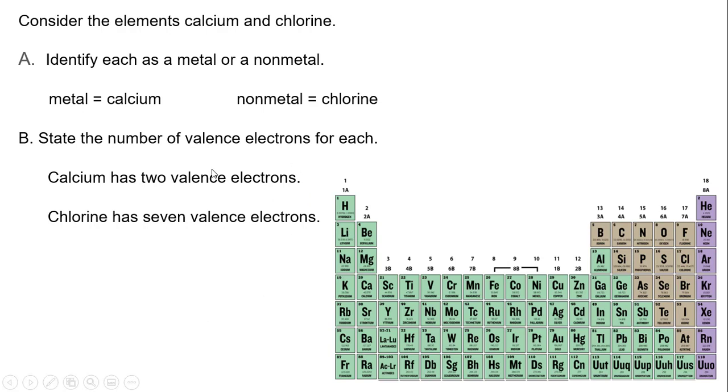Second one, state the number of valence electrons. Calcium has a 2, so it has 2 valence electrons. Chlorine has 7, and as a board game needs 1 more, so it's got 7 valence electrons. If you didn't have the periodic table, you have the ones, you just subtract these by 10. That's all you do.